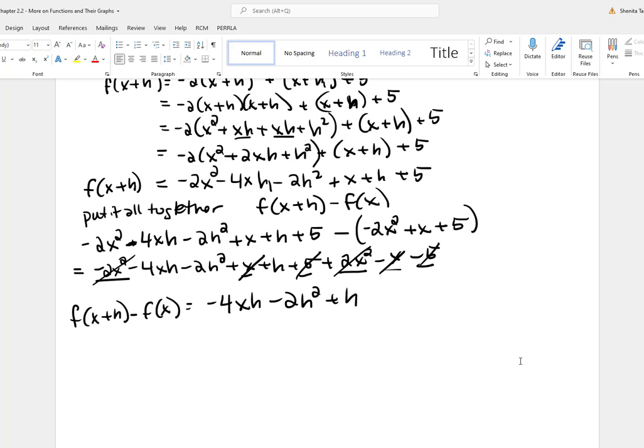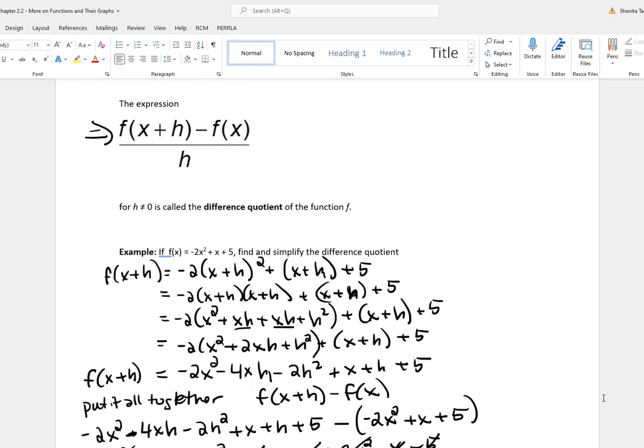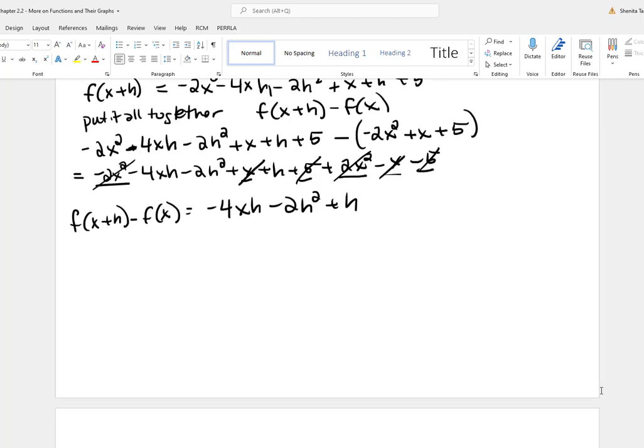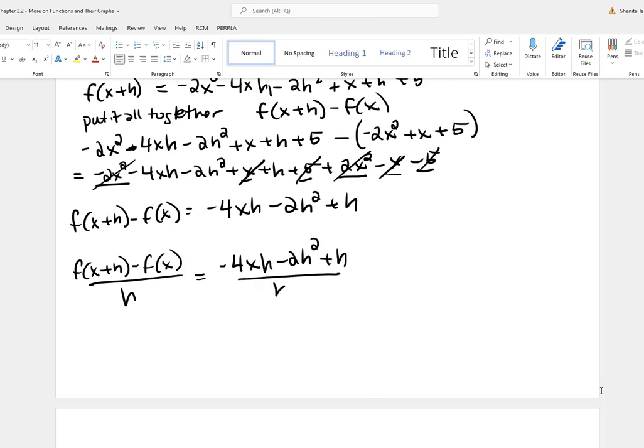But now we're not finished. We still need to do the last part. We need to divide by h. Okay, so we're going to take this and divide it by h. So we're going to take -4xh minus 2h squared plus h, divided by h. And now we can simplify. You can split it up so it'll be easier for you to cancel out.